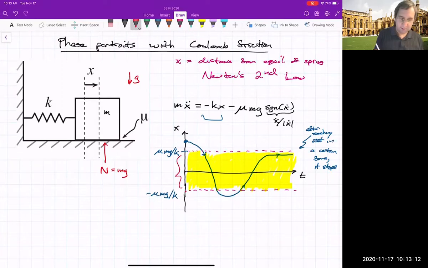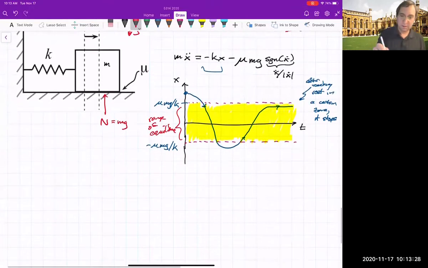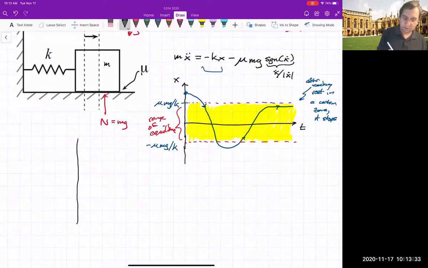So we have this range of equilibria, which is kind of interesting. So instead of having one equilibrium point, if there was no Coulomb friction, this thing would oscillate forever with an equilibrium point at the center. Right, that's what the oscillations would look like in terms of a phase portrait. But now in this case, we don't have that.